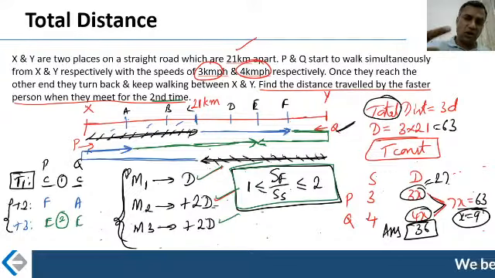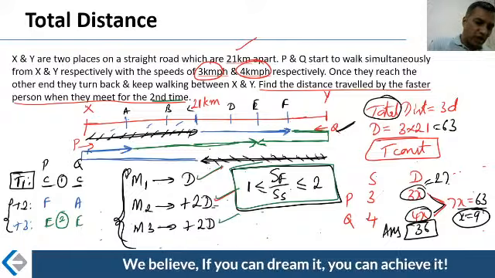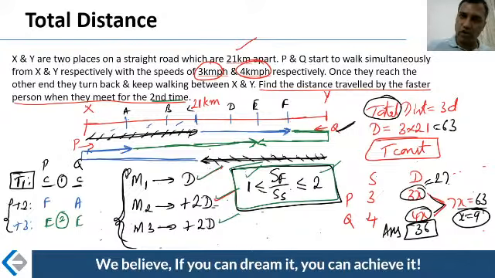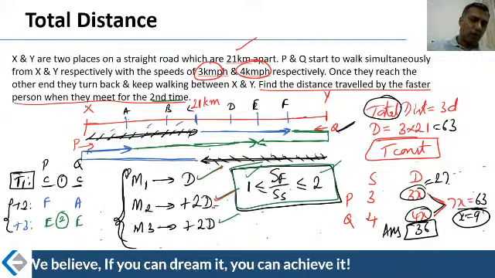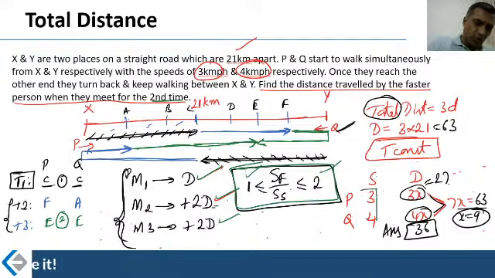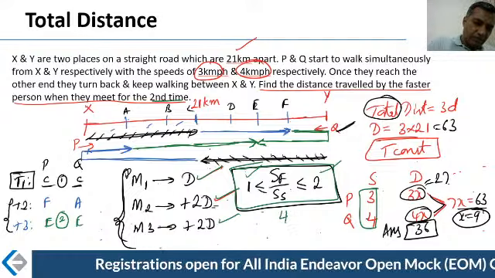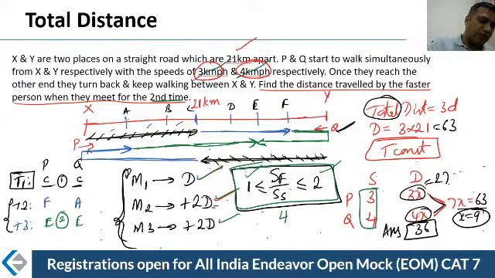What if it is not between 1 and 2? They can give a question which is not between 1 and 2. Then how do I solve it? That we will think later. For now, this is the test that you do. The speed of the faster person is 4 kilometers per hour and the slower person is 3 kilometers per hour. Does 4 by 3 lie between 1 and 2? Yes. Therefore, I can apply this concept.